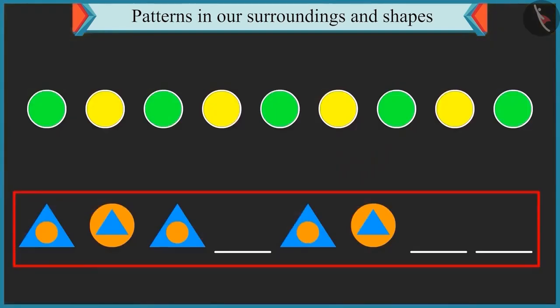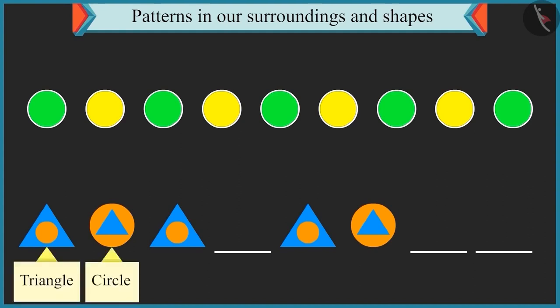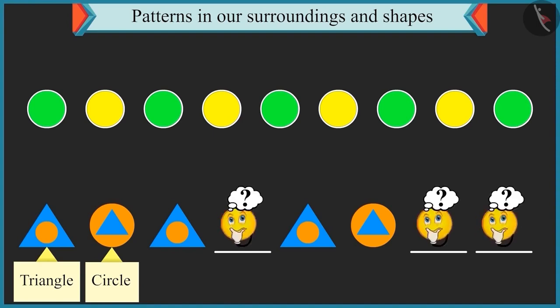This pattern is made of two shapes. Yes, you identified it right. There are triangles and circles in this pattern. Now look carefully. There is a small circle shape inside the triangle and after that there is a small triangle shape inside the circle in this pattern. This pattern is repeated again and again. Now tell me, which shapes would come at the empty places?